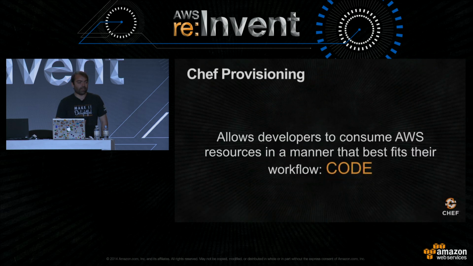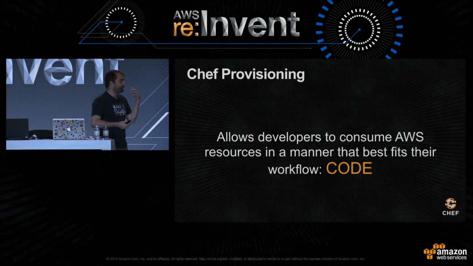And the other thing that I think is really interesting about Chef provisioning is that it allows you to consume resources in a manner that best fits people's workflow. And for a lot of people now, their workflow is becoming code, right? So I don't need a command line. I don't need to learn how to do API calls or anything like that. I can just write code that I'm used to, and I'm already writing recipes. Why do I need to go learn and write something else, right?